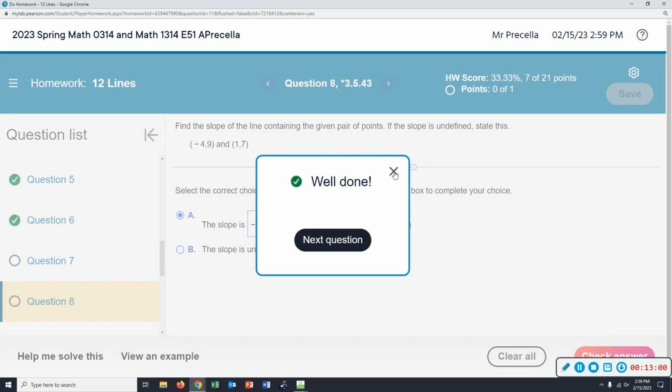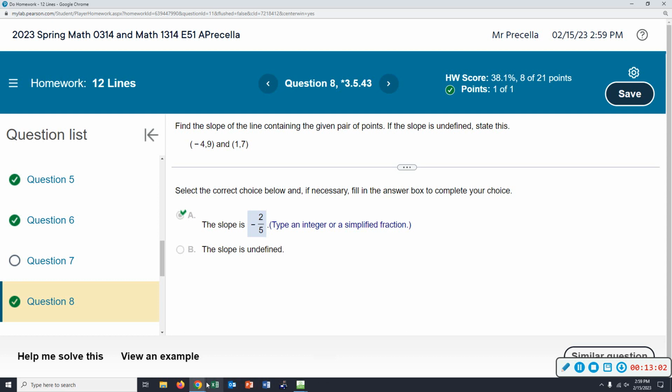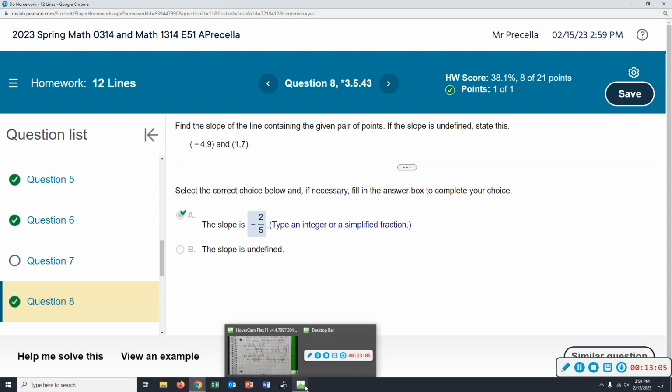So, -2/5 for a slope. There's none that have any of the special cases.